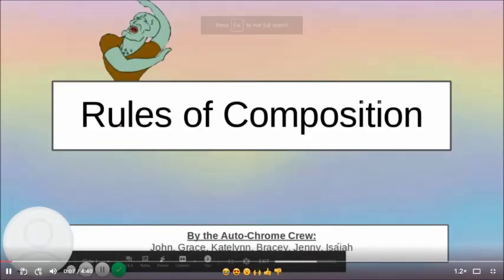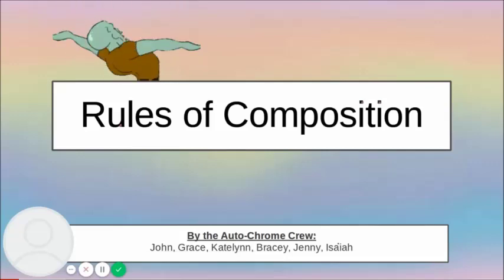Well, this is the rule of composition by the Autochrome crew. What the hell?